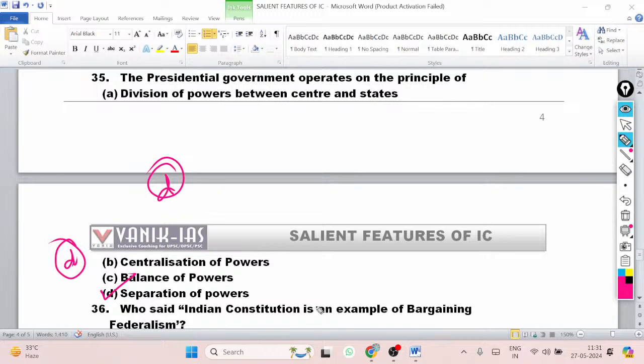The doctrine of separation of power was propounded by whom? The doctrine of separation of power was propounded by Montesquieu. That is Montesquieu.